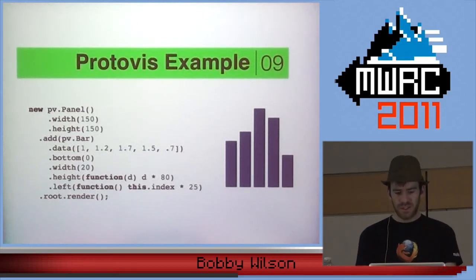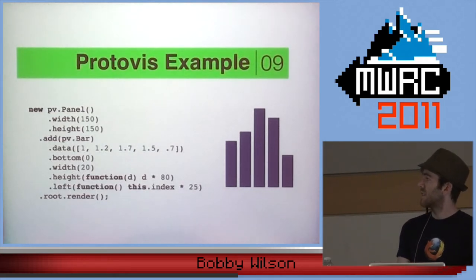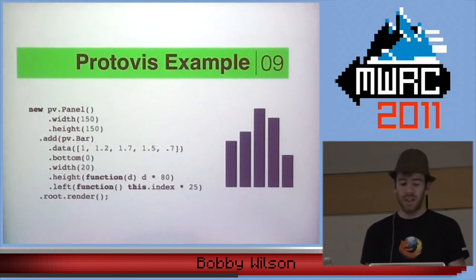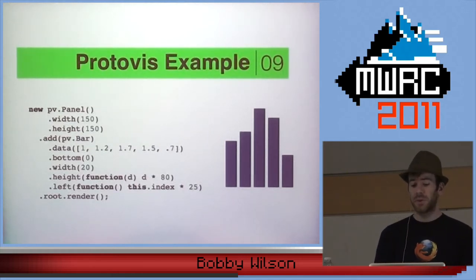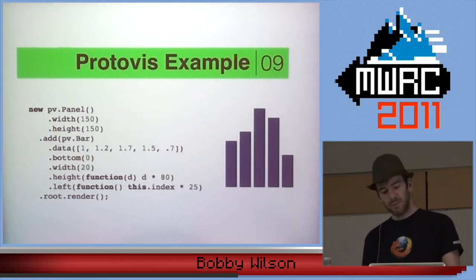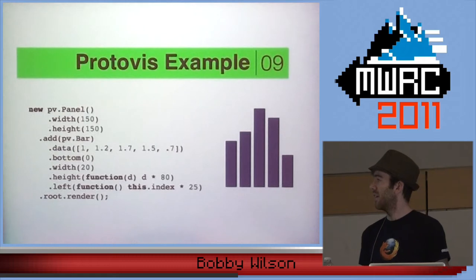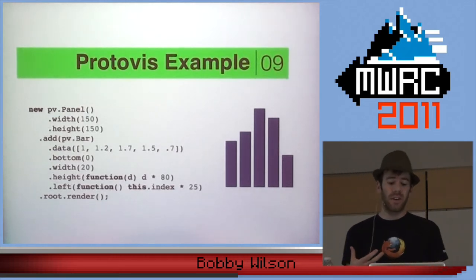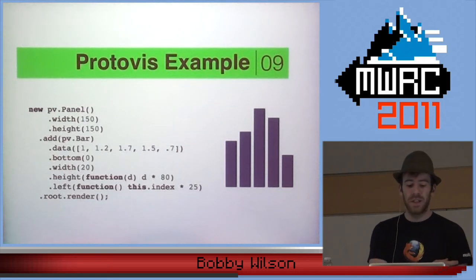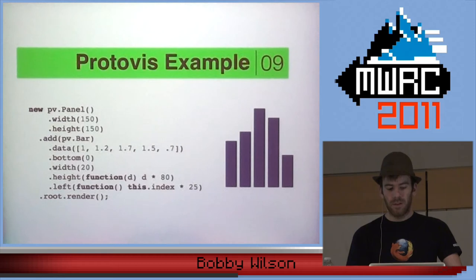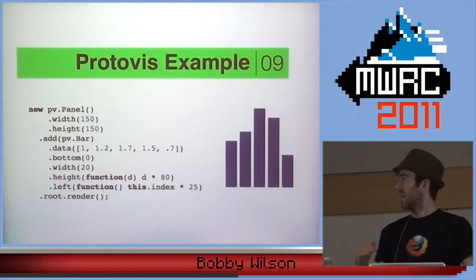You can see that from first glance it's pretty straightforward even if you haven't used this library before. The only thing that's a little tricky, and it turns out to be a really nice trick, is function(d) d times 80. When you're in the chain, for each property you can use a closure with a function and get d, and d is the current data that we're dealing with in the array. So it applies times 80 to each of those numbers in the array, and that's to create the height.